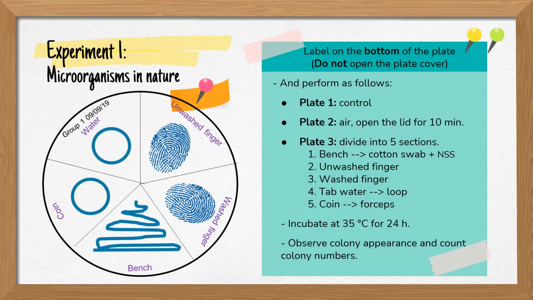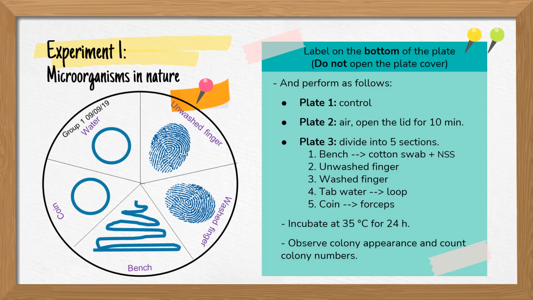For the third plate, you will need to divide the plate into 5 sections, as I show you in the picture. The first section, we are going to test the microorganisms that contaminate the bench work. In the second section, we are going to study the microorganisms that contaminate your unwashed finger. And the third section is for the washed finger. And for the fourth section, we are going to test the microorganism contamination from the tap water. And the fifth section, we are going to test the contamination of microorganisms from a coin.